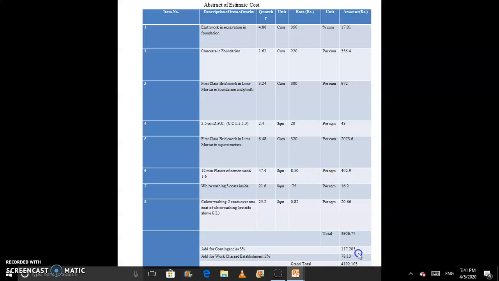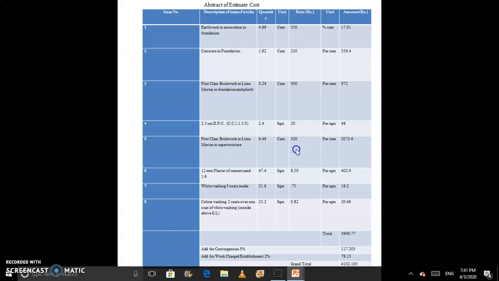So the total amount is 4102.103. This is the total amount which we have to find with the help of quantities, contingencies and work charge establishment. So this is the basic thing we have considered in our detailed estimate.